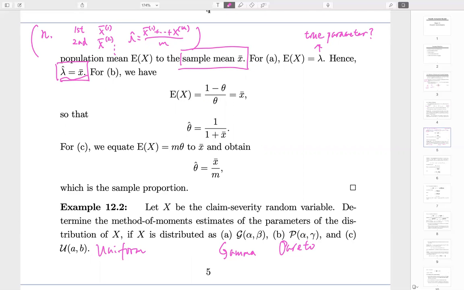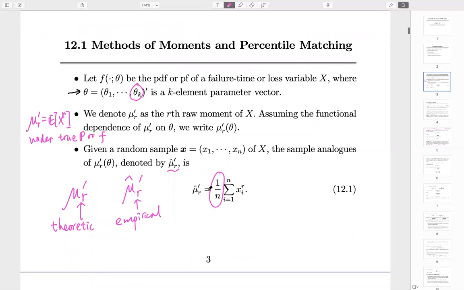It's obvious that all 3 distributions are parametric, and all of them have 2 parameters to be estimated. That means in this example, we not only need the first raw moment, we also need the second raw moment. By the way, I should mention that here we always study raw moments. That's because the empirical version is unbiased estimator.